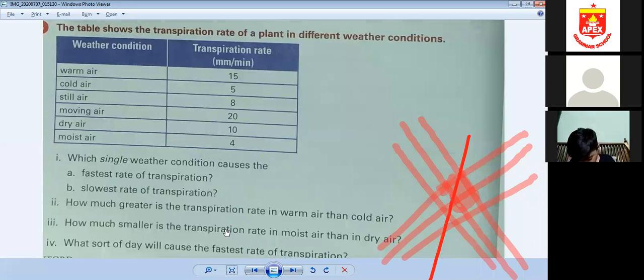Students, you are not serious. Understand it carefully. So its answer will be 6 mm per minute.